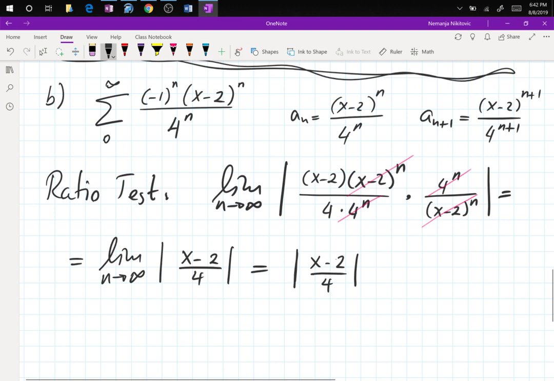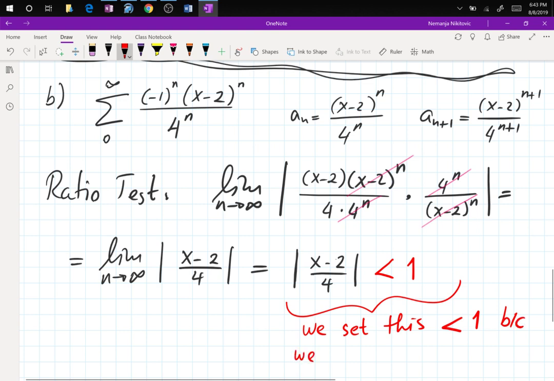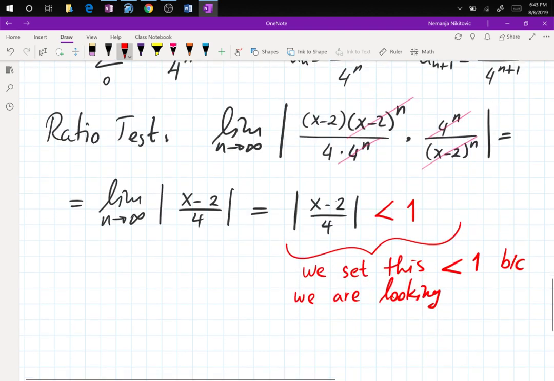Now, I want convergence, so I am going to set this less than 1. Because for the ratio test, we know that the limit needs to be smaller than 1 in order for us to have convergence. So we set this less than 1 because we are looking for convergence.